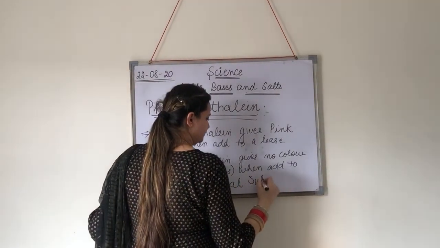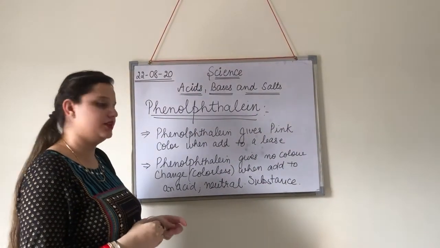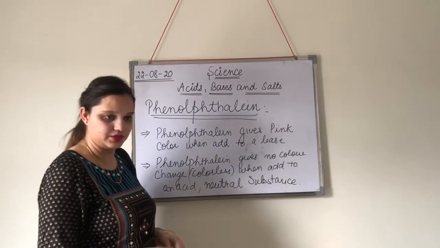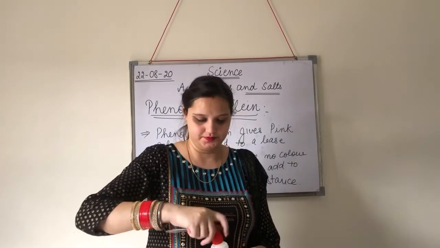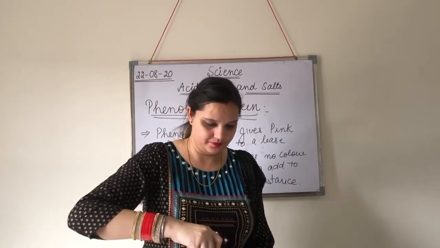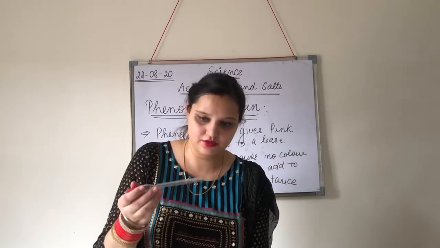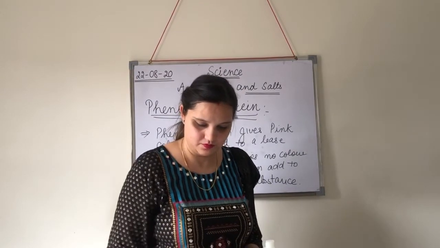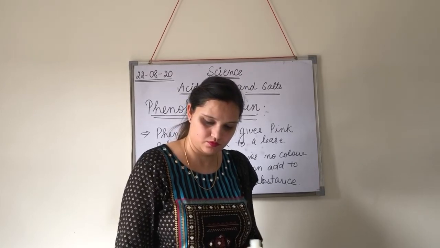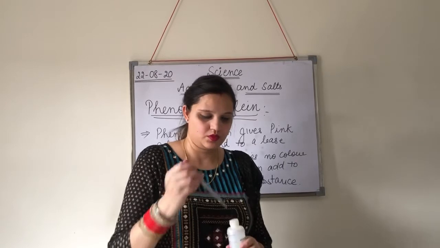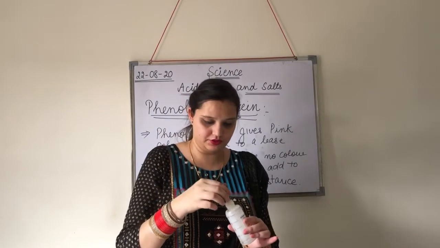Okay, so it is not going to give you any color when you add it to acid or to the neutral substances. Okay, so let's check this indicator also. So here I am having phenolphthalein, right? So let's take the phenolphthalein indicator. So you can see phenolphthalein.